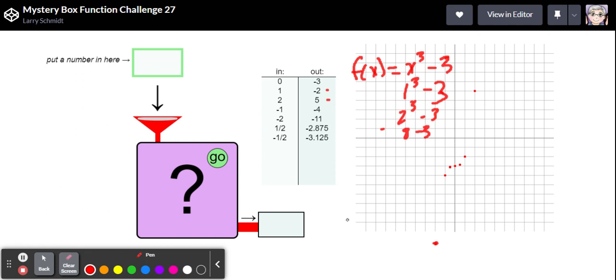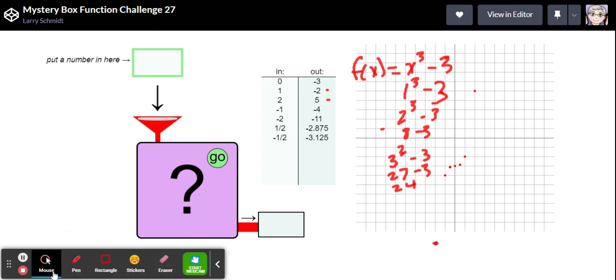So that looks pretty good. I think we could maybe predict one more. What would we get if we put in a 3? So 3 cubed minus 3. Well, that's 27. 3 times 3 times 3 is 27. Minus 3 would be 24. So if I put in a 3, I should get a 24. Let's try that. There it is.